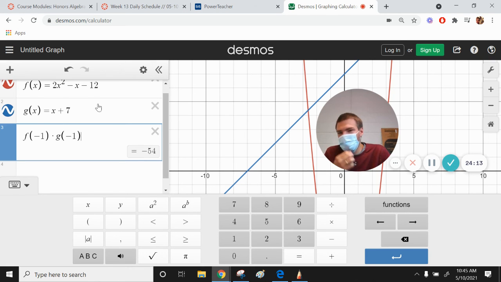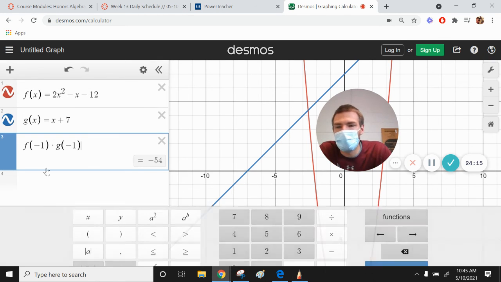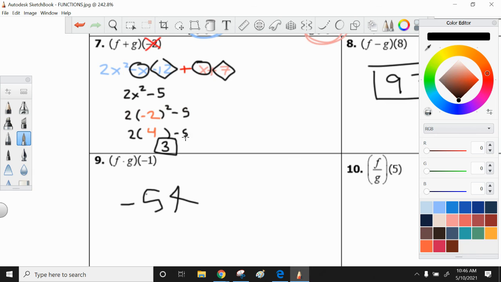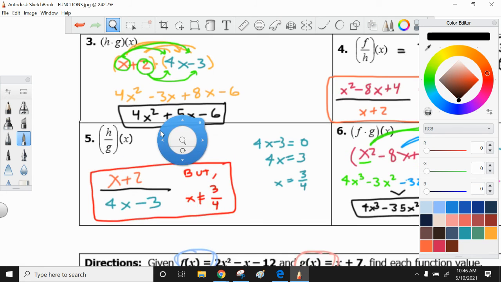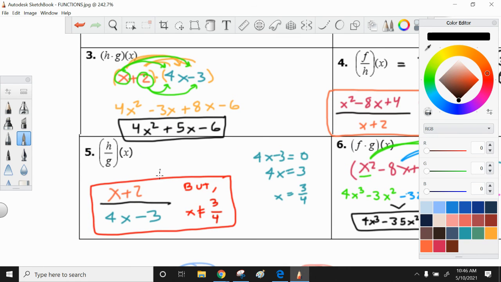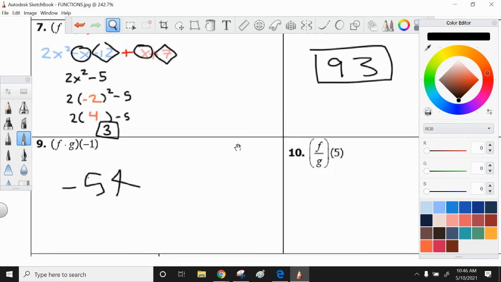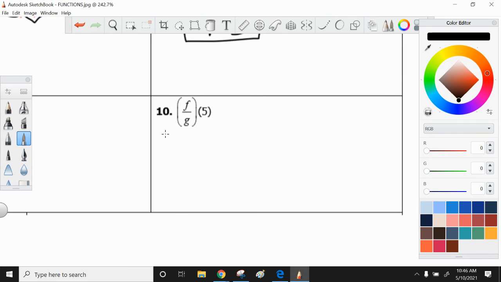And so Desmos will solve all of these for you as long as they have a number that they're asking for, right? Up here, they're asking for the general equation that we could use again and again. Down here, they want a specific number answer. And so that's what Desmos can do for you for sure, okay?